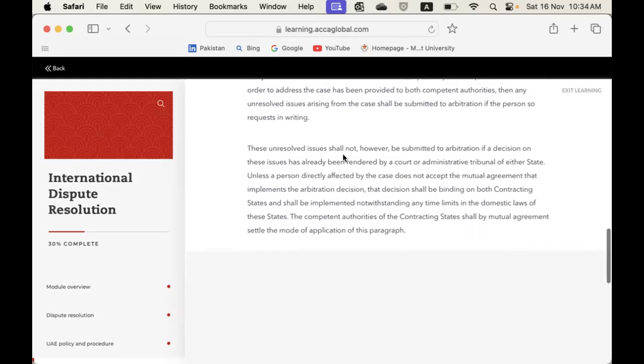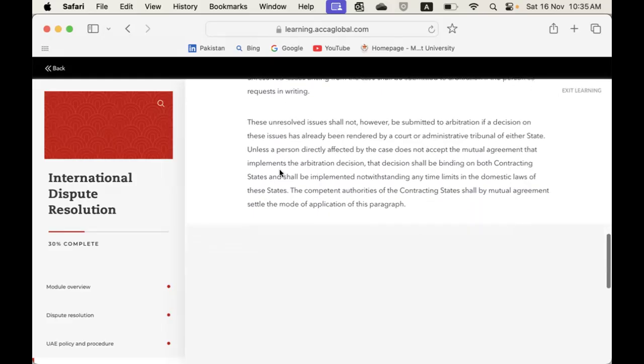These unresolved issues shall not, however, be submitted to arbitration if a decision on these issues has already been rendered by a court or administrative tribunal of either state. So that's a very interesting angle. If the court has decided in either of the countries, there is a court decision available, then the matter cannot be submitted to arbitration. So again, it's a point for us to remember.